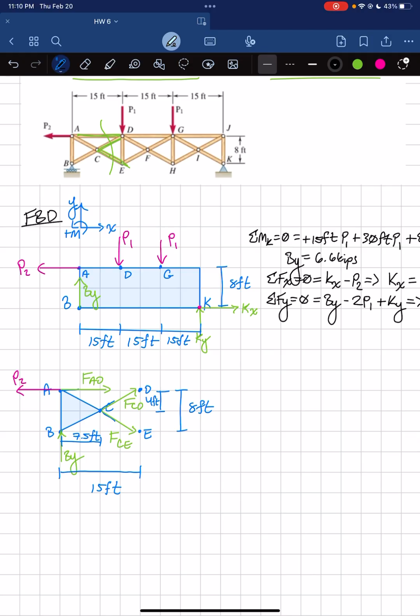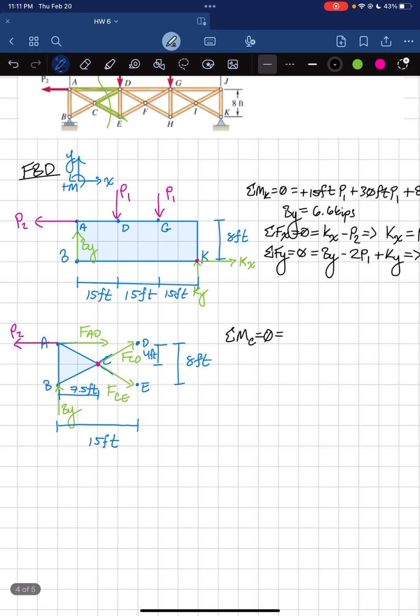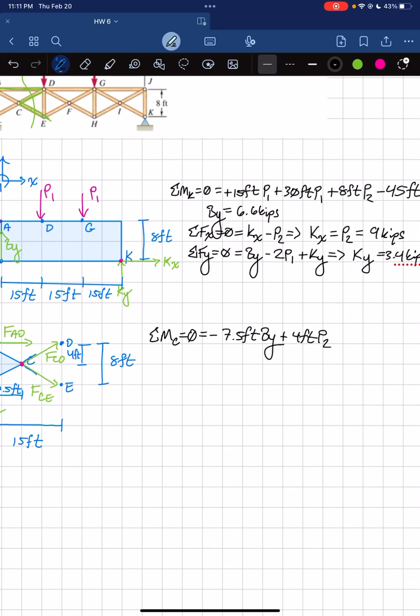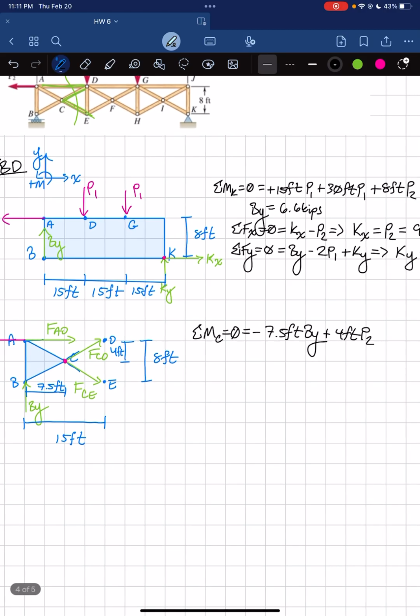Okay, so to start off, we should take the moment about C, because that'll cancel out both FCD and FCE, and isolate our FAD to allow us to find it the easiest. So we can write out that equation. Moment about C equals 0. And then we have By with that 7.5 foot moment arm going in a clockwise direction, so that's negative By. And then P2 with this 4 foot moment arm going in the counterclockwise direction, so that's positive P2. And then FAD has the same moment arm, just going in the opposite direction.